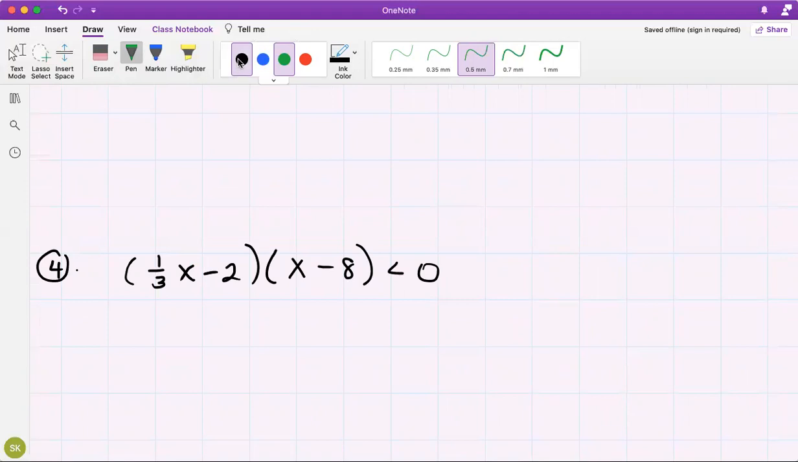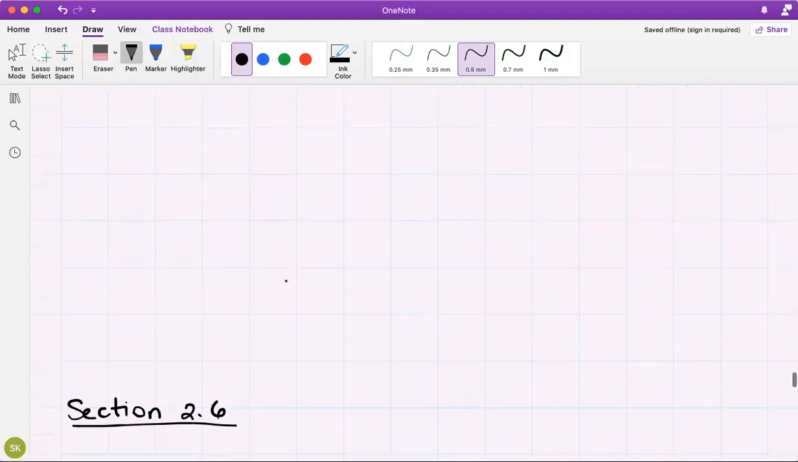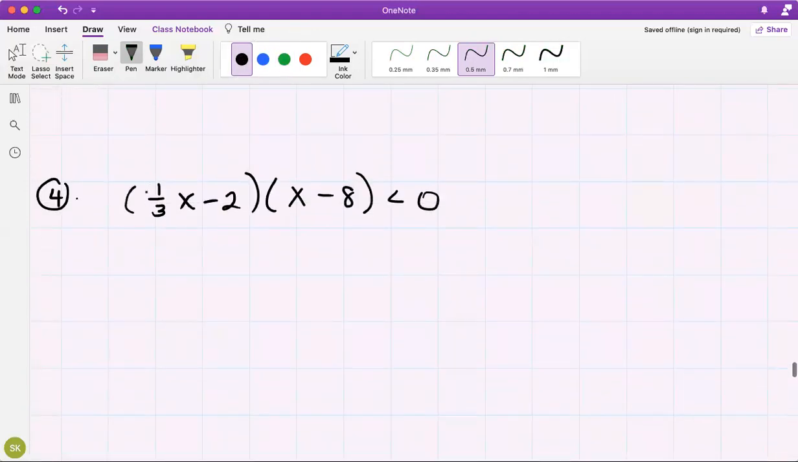I want to do one more. I think this is the last one. But I want to switch one of these signs, so let's put a negative right here. Okay. So for number 4, I want to determine all the values of x for which, when I plug it into this quadratic, I get something less than 0. So I have negative 1/3 x minus 2 times x minus 8.